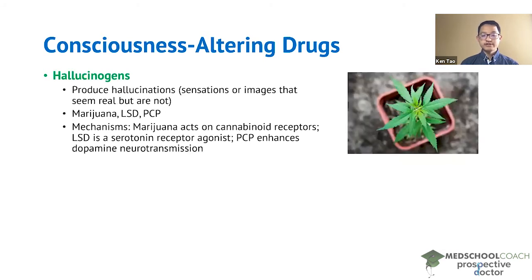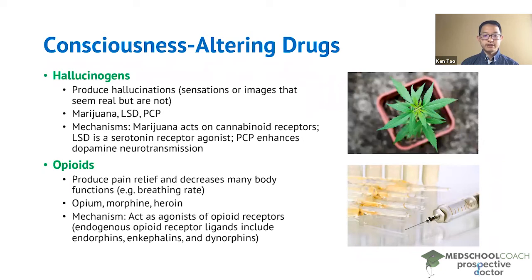Next, we have hallucinogens. These drugs are named for their ability to produce hallucinations in humans. Hallucinations are sensations or images that seem real but are not real. Hallucinogens include marijuana, LSD, and PCP. The mechanisms of action for hallucinogens is more variable. Marijuana acts on cannabinoid receptors, LSD is a serotonin receptor agonist, and PCP enhances dopamine neurotransmission, both as a dopamine agonist and by blocking dopamine reuptake.